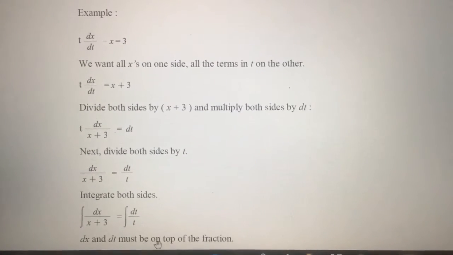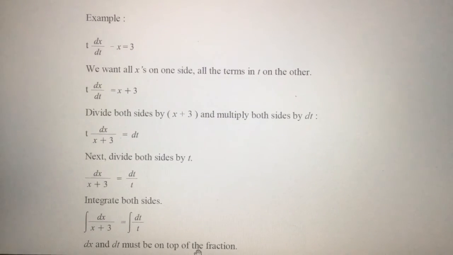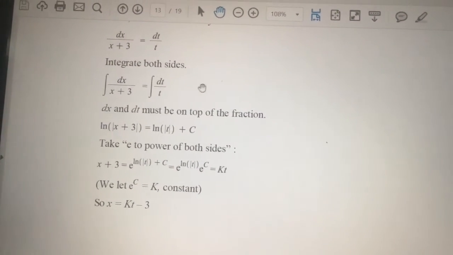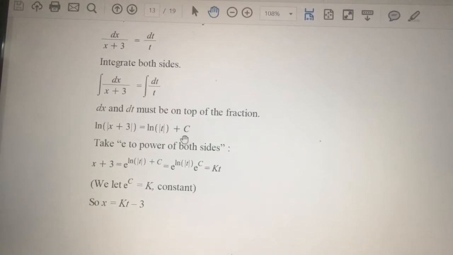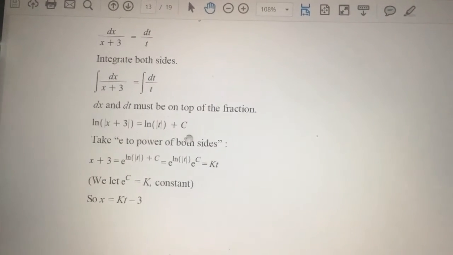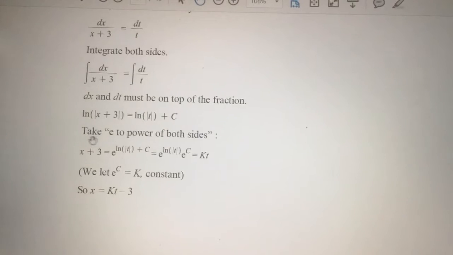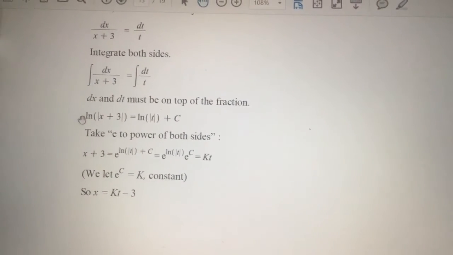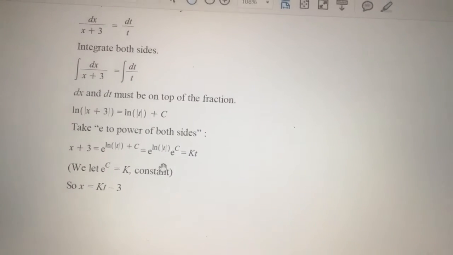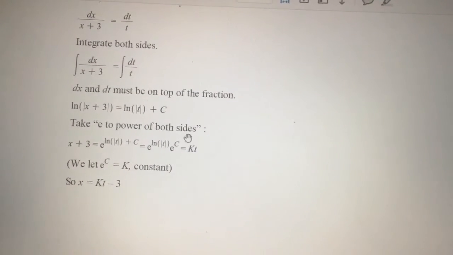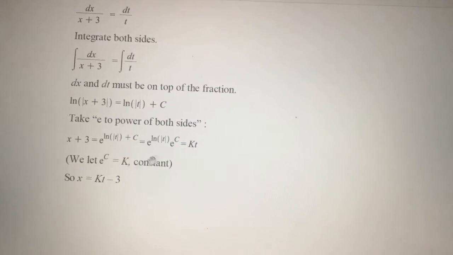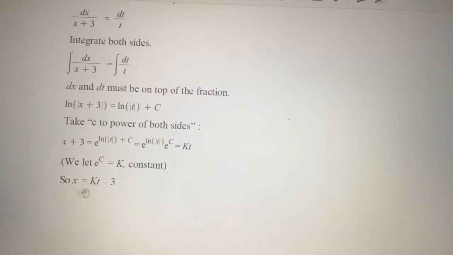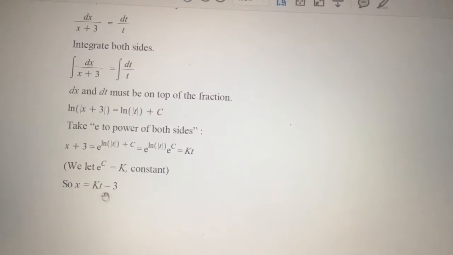dx and dt must be on top of the fraction to make it integrable. After we integrate this equation, we will get the new equation. We will take the exponential to the power of both sides because we want to eliminate the ln, and we will get the answer equal to kt, where we let e to the power of c equal k, where k is the constant, and we will get the answer x equal to kt minus 3.